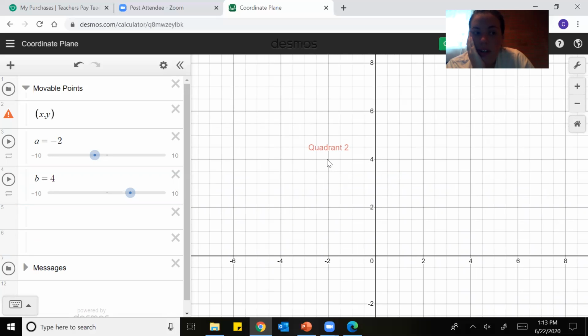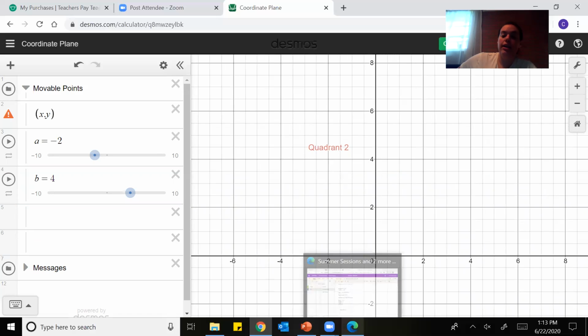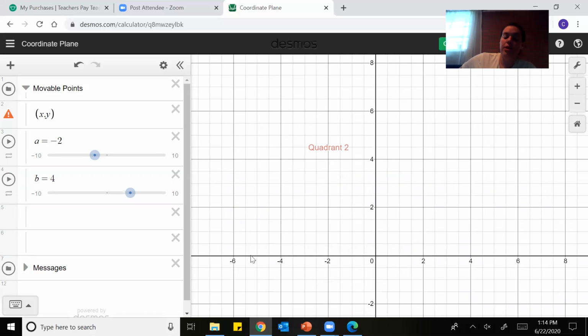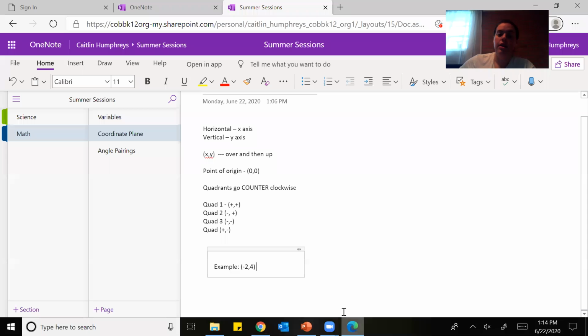We are in quadrant 2. Our dot goes right there. So how do you know which way to go? Well, if your x is negative, you go left to the negative numbers. If your x is positive, you go right to the positive numbers. Seems logical, but we can always mess it up, right? Miss Humphreys always finds a way to mess it up.